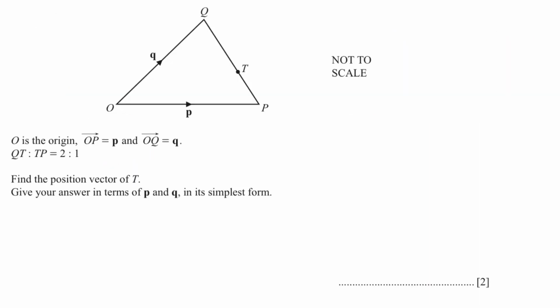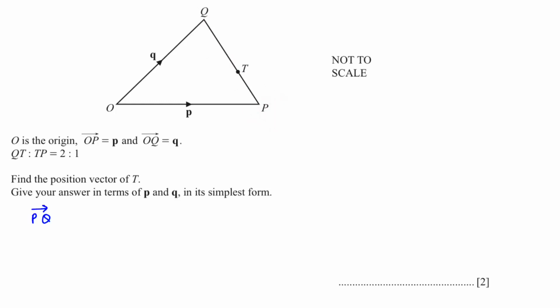Okay, so we have been given a vector question here with the information O is the origin, OP is P, and OQ is Q. QT is 2 to the ratio of 1 to TP. We have to find the position vector of T. It means that we have to find from O, how can you reach T? To do that, we will first need to find PQ.